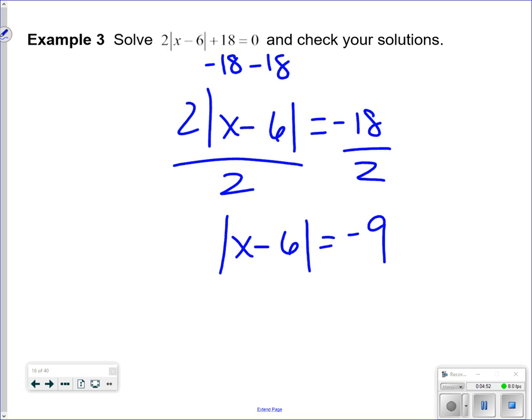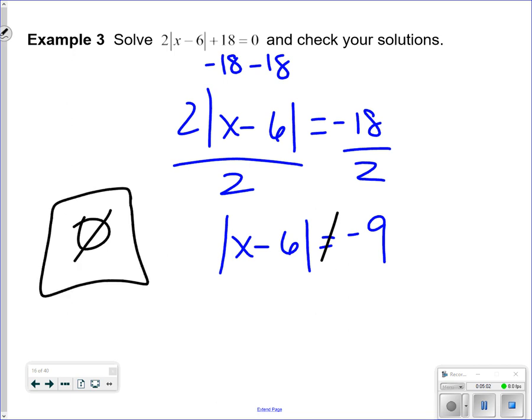Absolute value of x minus 6 is equal to negative 9. This was the red flag we talked about earlier. Absolute values do not equal negatives. So that doesn't work. You can't have an absolute value equaling a negative. Stop right there. Don't go any further. Don't make one for the positive and one for the negative because you can't go a negative distance.